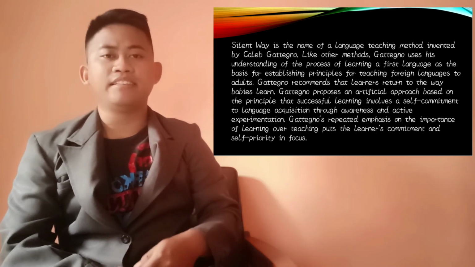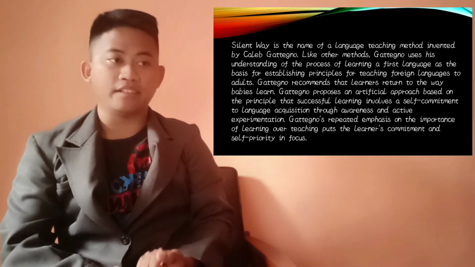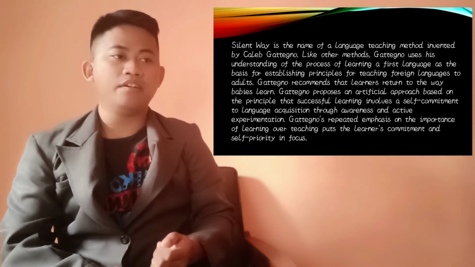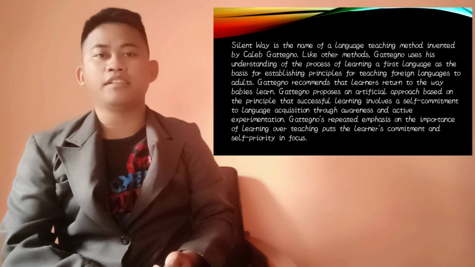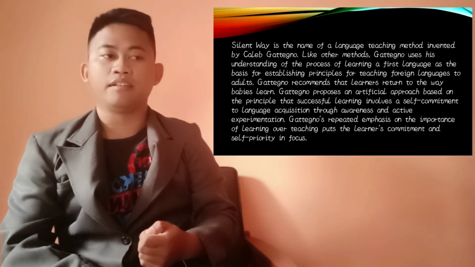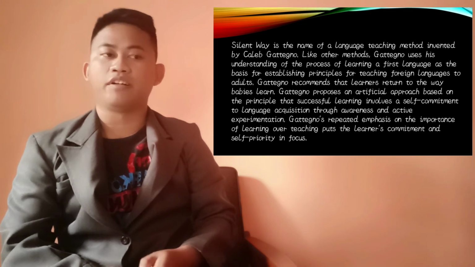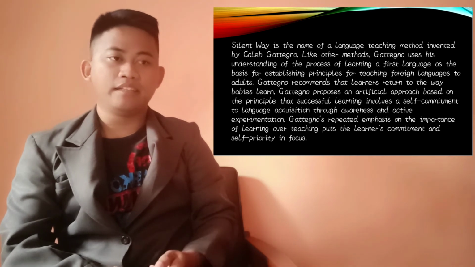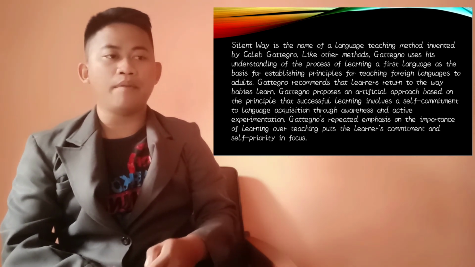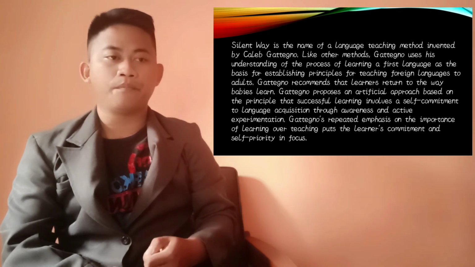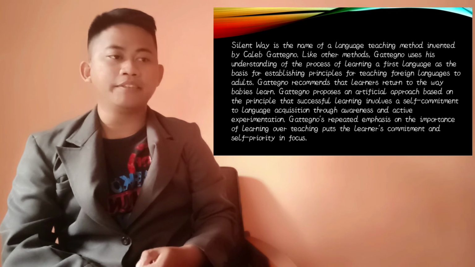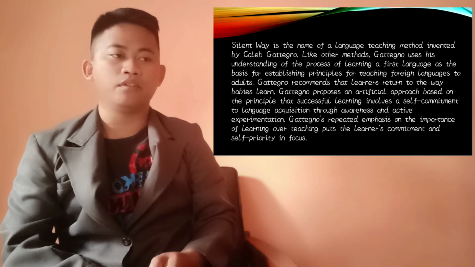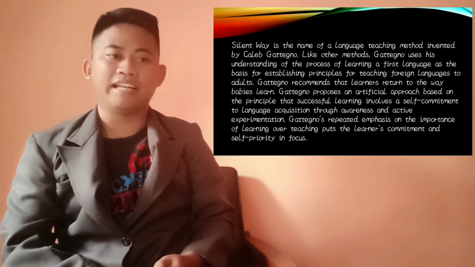Okay? The conclusion from this presentation is, look at the picture. The Silent Way is the name of a language teaching method invented by Caleb Gattegno. Like other methods, Gattegno used his understanding of the process of learning a first language as the basis for establishing principles for teaching foreign languages to adults. Gattegno recommends that learners return to the way babies learn. Gattegno proposes an artificial approach based on the principle that successful learning involves a self-commitment to language education through awareness and active experimentation.